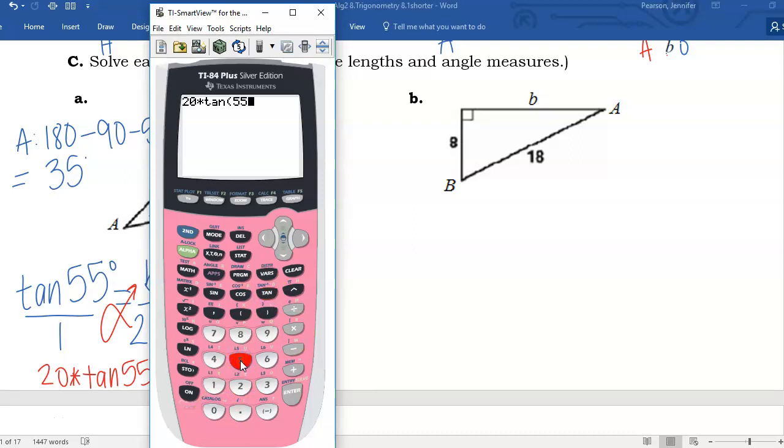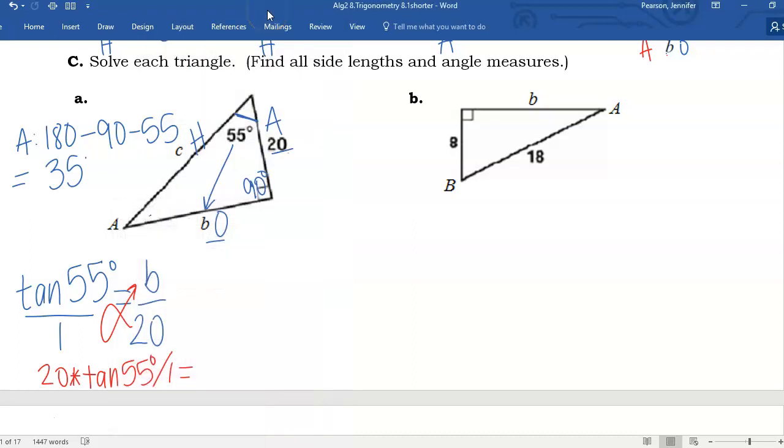Okay, so I need 20 times the tangent of 55. I'm in degree mode. I don't really need the divide by 1, but I'm going to throw them in the back, just to keep them organized. And that looks like 28.6. I don't have a unit. Don't know if it's centimeters or inches, but we know that the length of B is 28.6. I think I'm going to add an equals A up here.